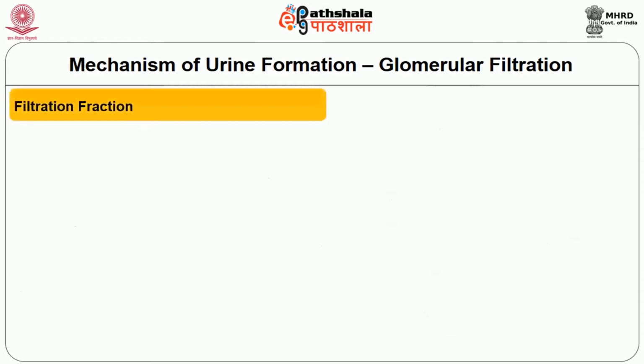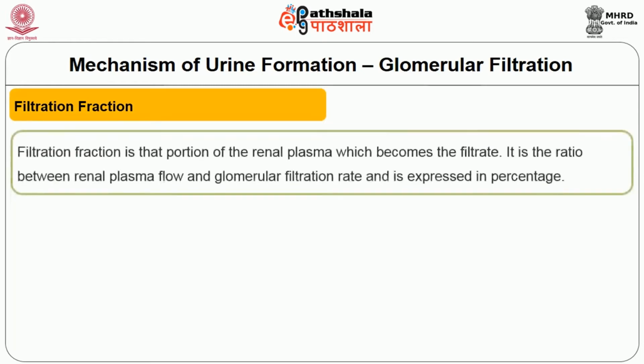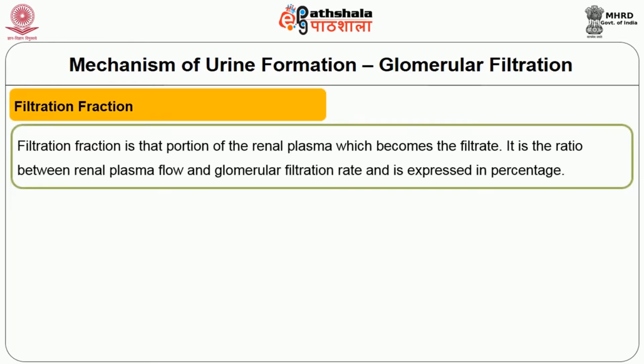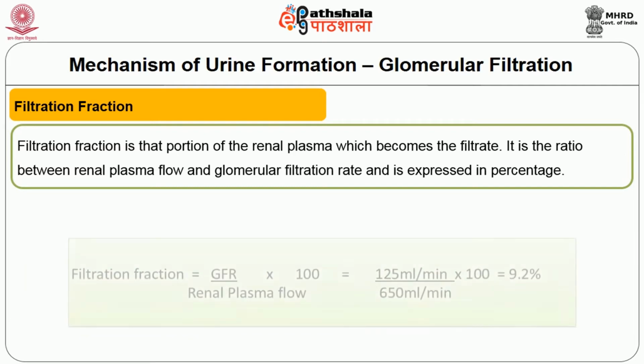The next term we should understand is filtration fraction. Filtration fraction is that portion of the renal plasma which becomes the filtrate. It is the ratio between the glomerular filtration rate and the renal plasma flow and is expressed in percentage.